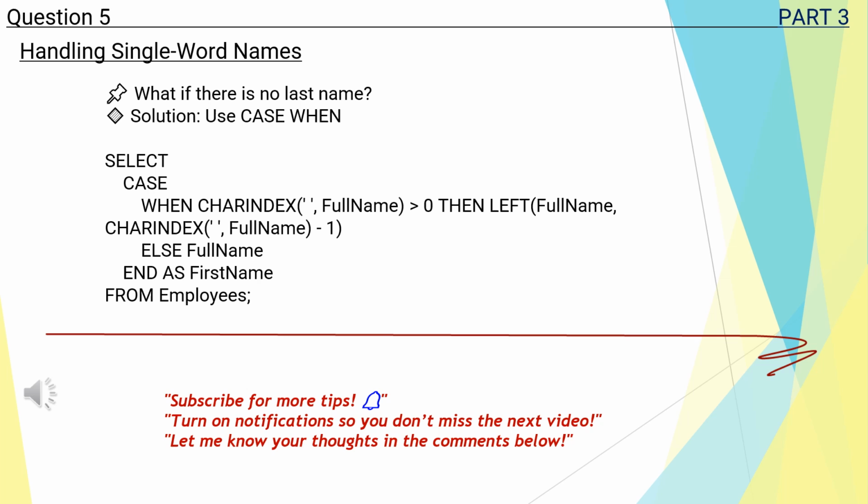What if the full name contains only one word like Adil? In that case, CHARINDEX will return 0, causing an error. We can use a CASE statement to check if a space exists. If not, we return the full name as is.